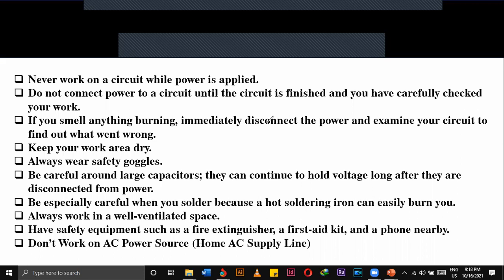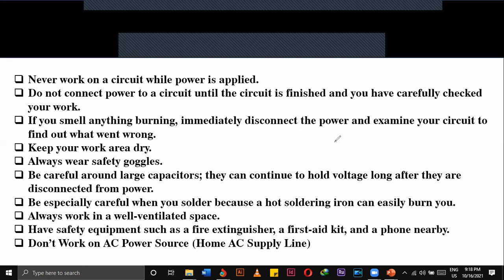Be careful around large capacitors. In our robotics course we don't use capacitors, but if you are using a large capacitor and apply a voltage higher than what it was designed for, the capacitor will be damaged and broken. So we have to be aware of that.